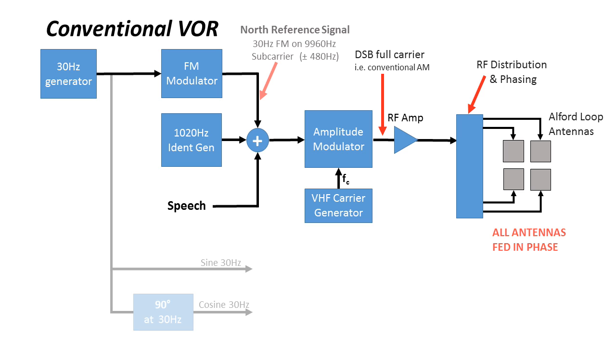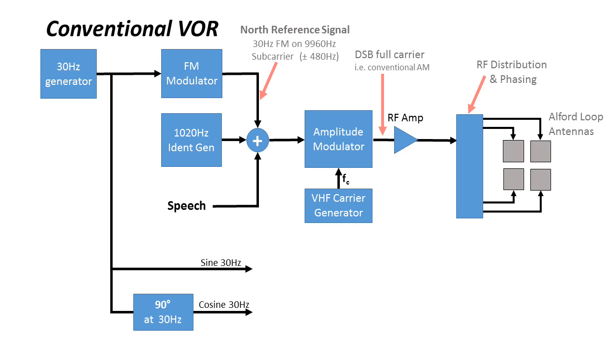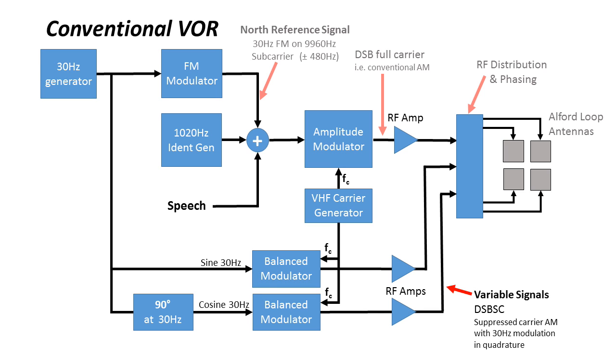Next we take the 30 Hz signal and produce sine and cosine versions of it, that is in quadrature or 90 degrees out of phase. These feed into two balanced modulators as shown. Each output is a double sideband suppressed carrier (DSBSC) signal, with the carrier frequency suppressed in the output and just the two sidebands remaining. Again, the signals are amplified and sent via the RF distribution to the antennas.